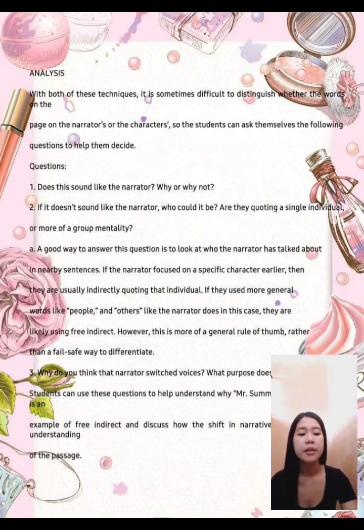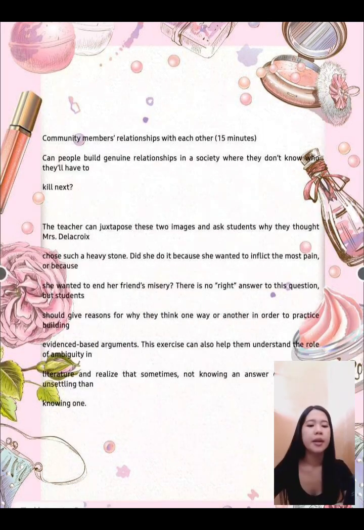Can people build genuine relationships in a society? No. Community members' relationship with each other: discussion about 15 minutes, and after that, they need to interpret 2 pictures. And can people build genuine relationships in a society where they don't know who they have to deal with next?